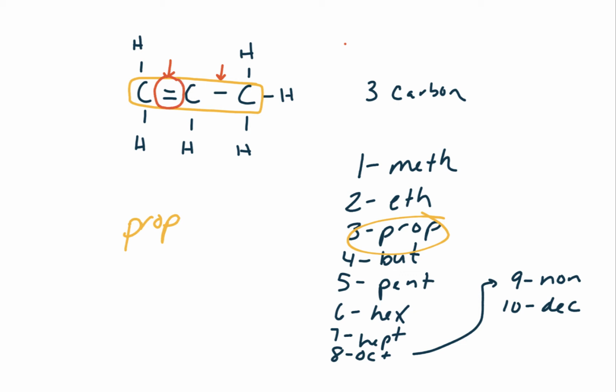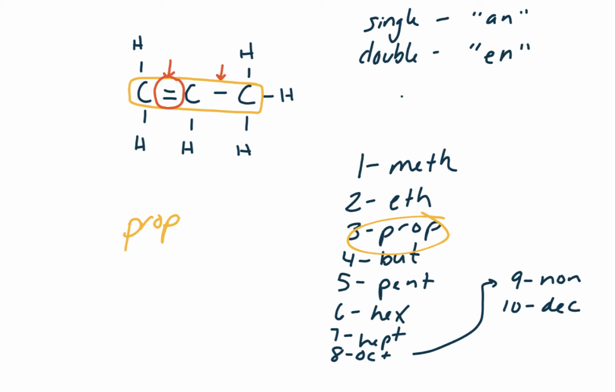If they're all single bonds between the carbons, then the next part of the name is an. If there is a double bond, then instead of an, we would write en. And if there is a triple bond, instead of en, we would write yn. All that's changing is a really important vowel. This tells you what the highest order bond is. So in this case, because we have that double bond, this is prop-en.